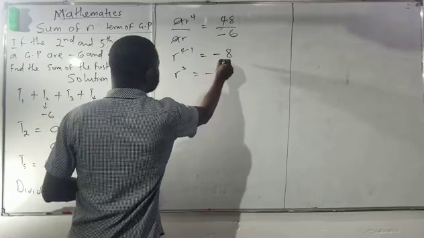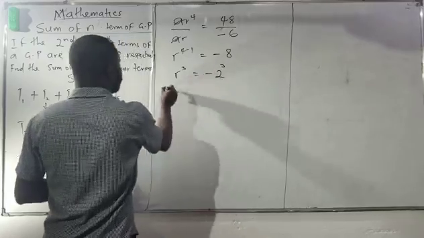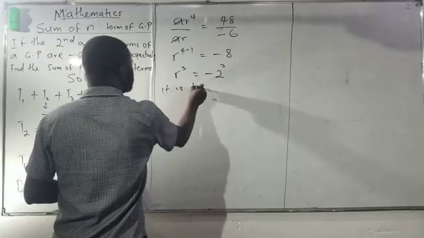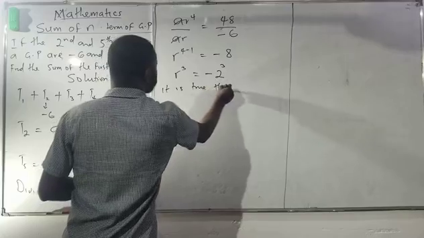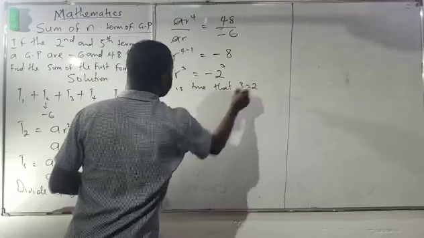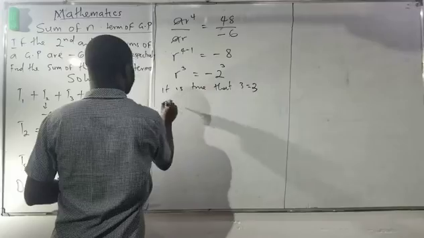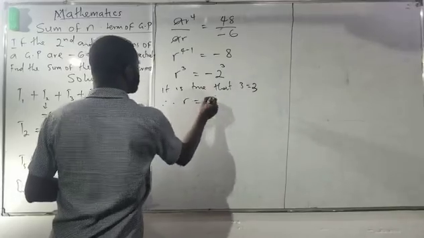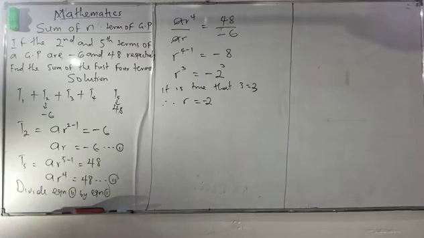Minus 2 raised to the power 3. It is true that what? That 3 is equals to 3. Therefore, my r equals to minus 2. It means my r is equals to minus 2.